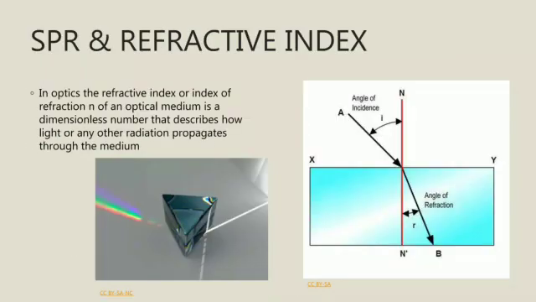One of the basic principles behind this technology is the principle of refraction of light. That is, when a light ray travels from a rarer medium to a denser medium, the speed of light reduces and it bends towards the normal. In optics, the refractive index or index of refraction n of an optical medium is a dimensionless number that describes how light or any other radiation propagates through a medium.